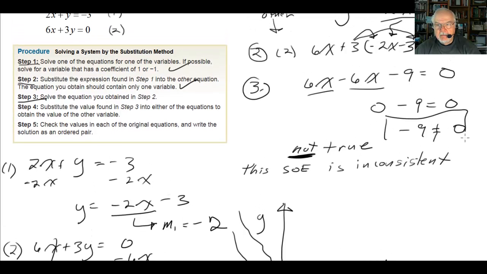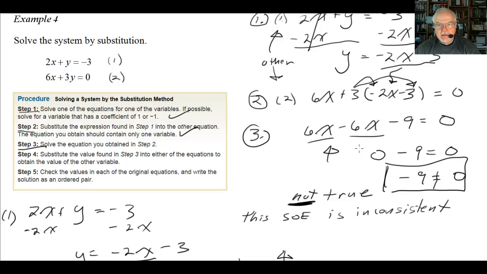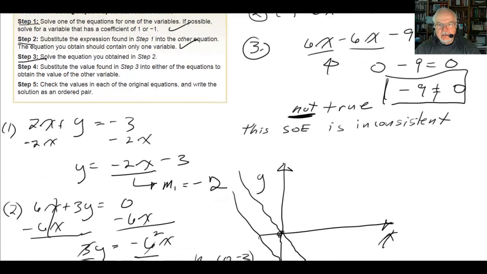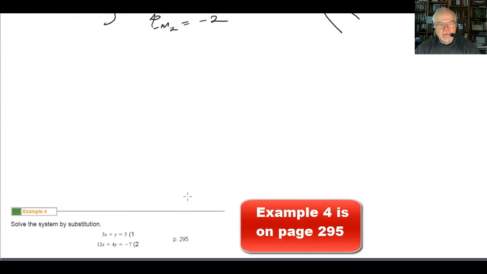This is about as inconsistent as it can get. Minus 9 is not equal to 0. So, no matter what I put into x, there's no solution for this. This is the special case of parallel lines. All right, I've done example 4. Why don't you do example 4? Good luck!